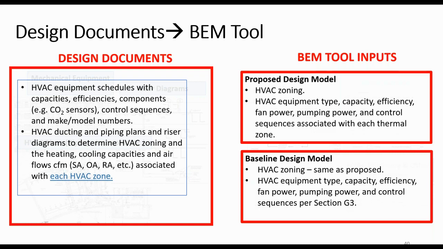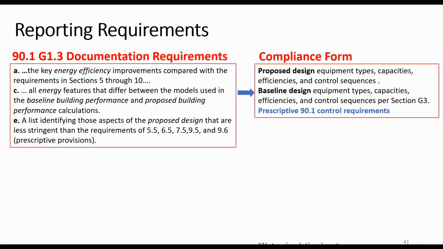For the baseline design, the HVAC zoning is the same as proposed, but you need to determine the efficiency, fan power, pumping power, and the control sequence. That needs to be figured out from Appendix G. And these items are automated in the compliance form to help with the organizing and figuring out those model inputs.